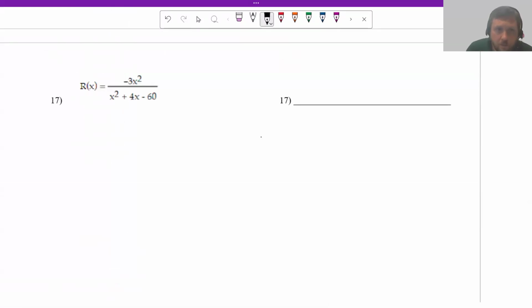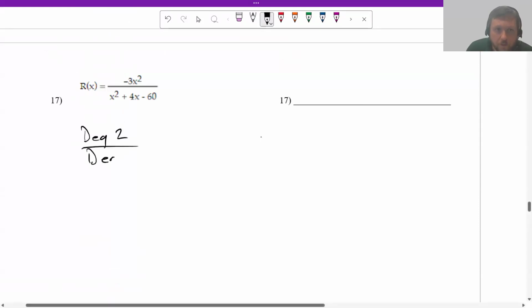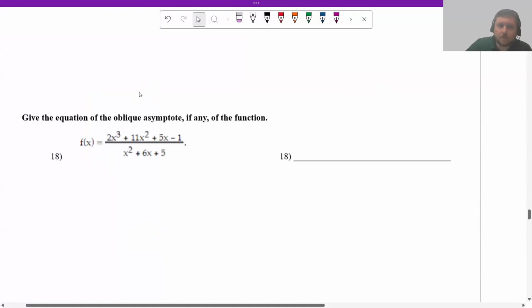Okay, same question. So now I have a degree 2 over a degree 2. Since the degrees match, I take the coefficients of the highest degree terms. The coefficient on the x squared on top is -3. The coefficient on x squared on the bottom is 1. So it's -3 over 1, which reduces to -3. So there's my horizontal asymptote for that. So if the degrees match, then you take the ratio of the coefficients of the highest degree terms in the numerator and in the denominator.